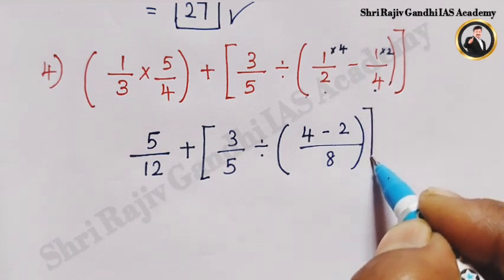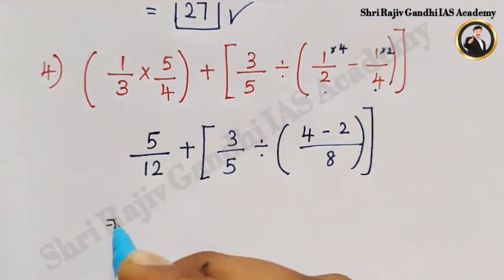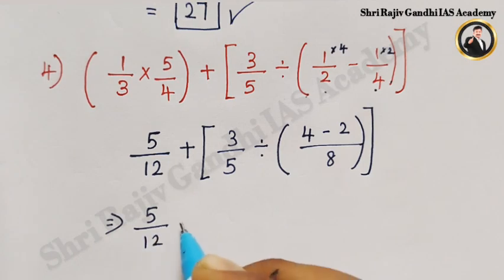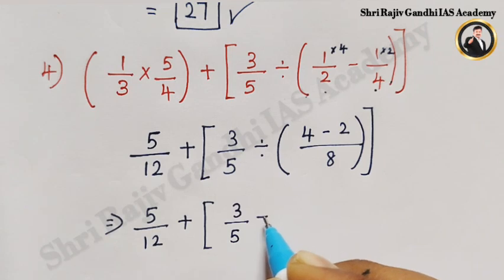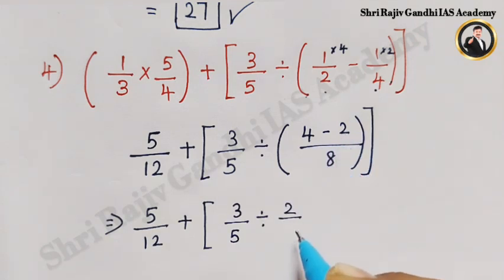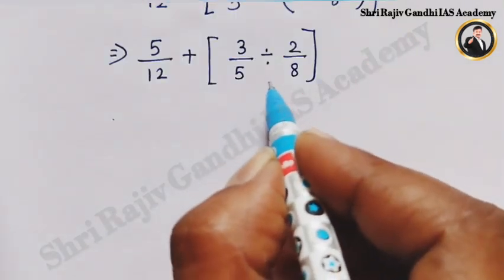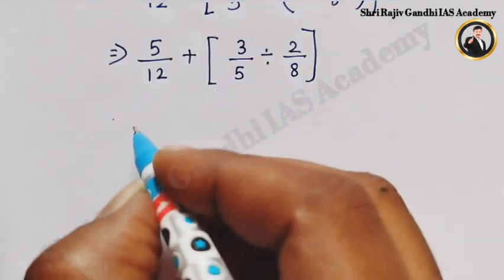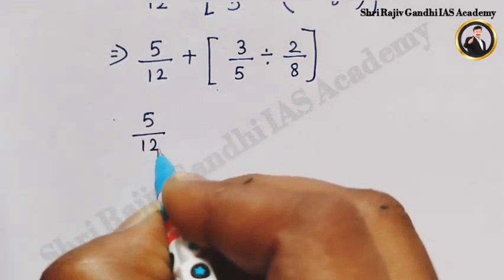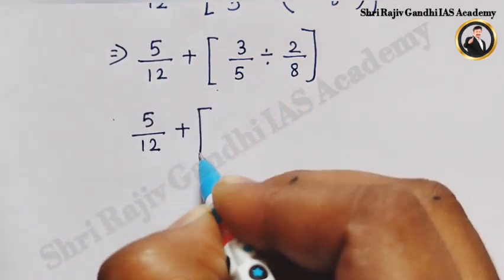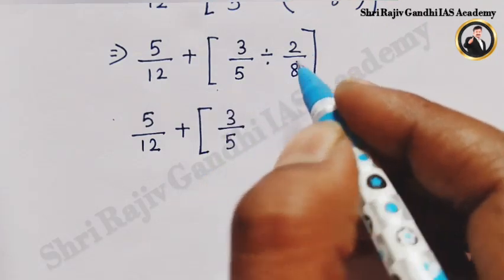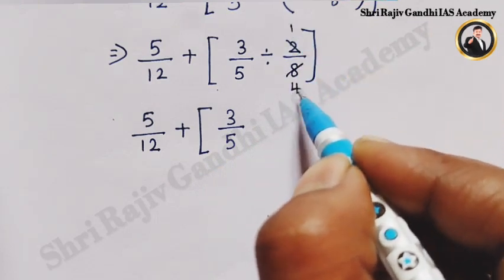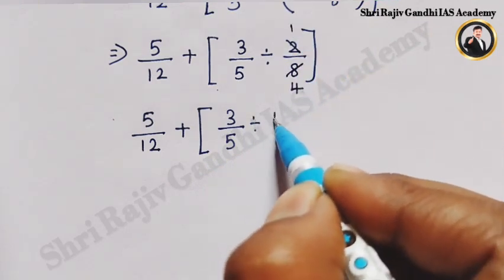This is LCM here. The next sum is 5 divided by 12 plus bracket of 3 divided by 5 divided by 4 minus 2 is 2 divided by 8. So the next step we have to release this big bracket. What we have to do means here we have a division symbol. So if the division symbol comes, listen carefully here. 5 divided by 12 bracket of 3 divided by 5. If the division symbol comes, we have to change into multiplication, and we have to cancel this one. So the cancellation here we have 1 divided by 4.